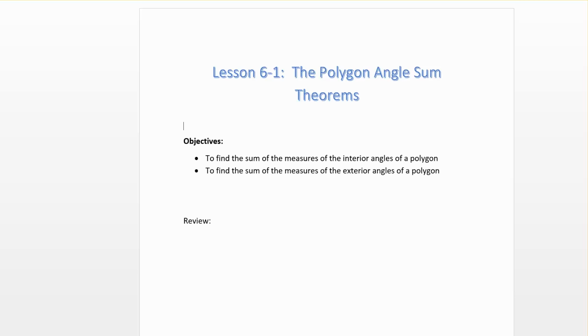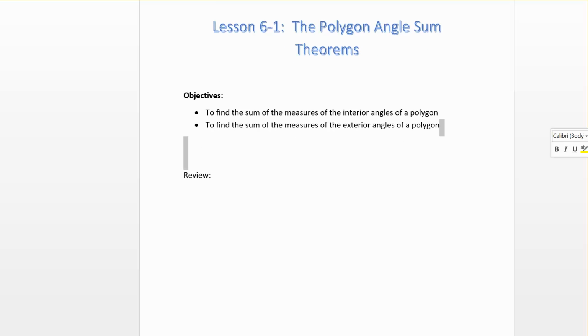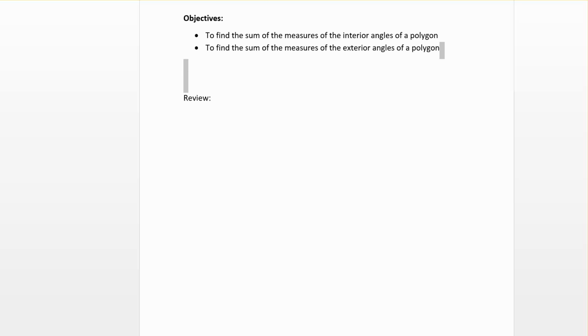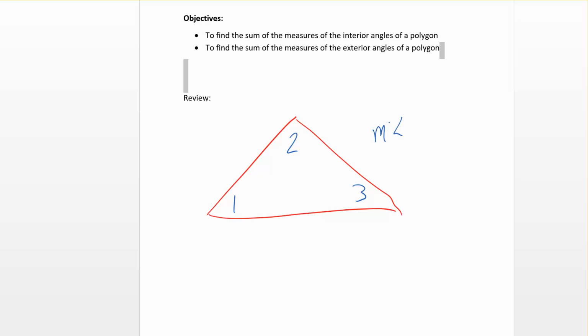So a couple of things that we want to review. One of them has to do with the interior angles of a triangle. So let's put a triangle up here. I'll do the best I can to draw a decent triangle. That's not very good, but what do all the angles of a triangle add to? So if I had angle 1, angle 2, and angle 3, then we know the measure of 1 plus the measure of 2 plus the measure of 3 always add to 180 degrees. We're going to use that fact today.